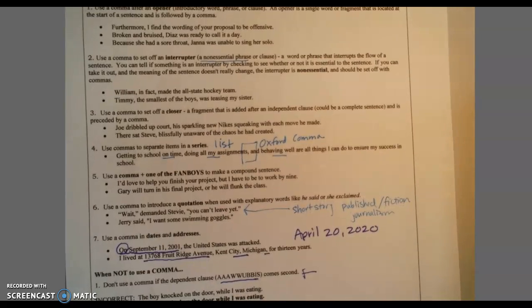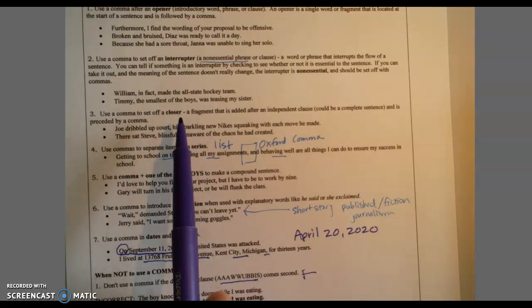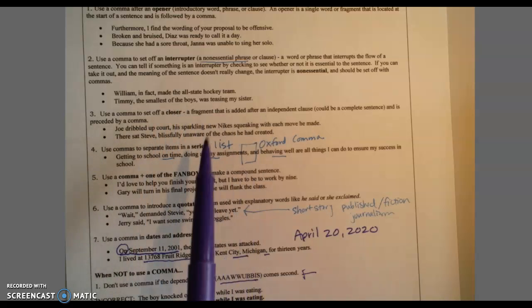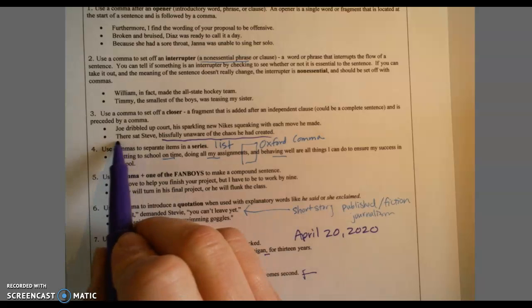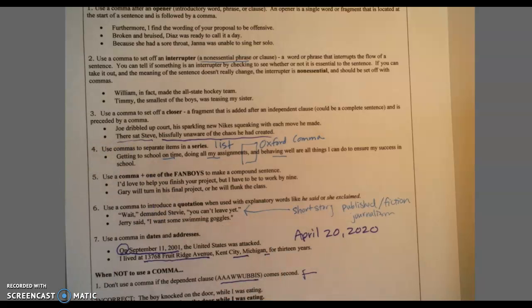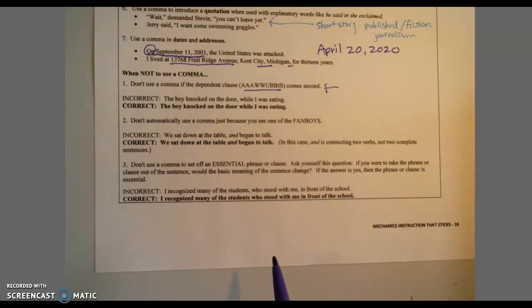However, phrase closers do get commas. So that's a difference, right? So we have a phrase closer like, blissfully unaware of the chaos he created. That's all by itself, it would be a fragment, right? But it's a phrase that's connected to the set, Steve. It's describing Steve's circumstances. So we do not use a comma with a dependent clause closer. We do with a dependent clause opener, though, right?